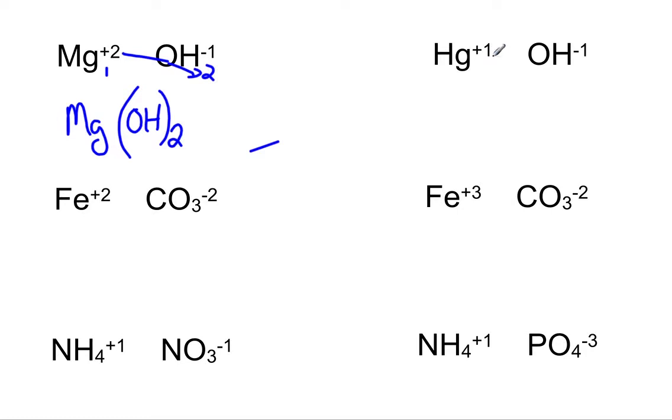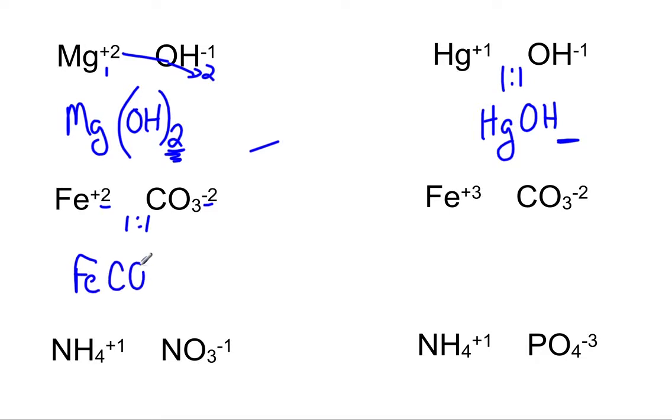Now over here, we got a 1-to-1 ratio. I'm not going to write a number after the hydroxide. I'm just going to write mercury OH. I'm not putting a number here, so I don't have to put this in parentheses. It's only if you're going to write a number after it, then you put it in parentheses. So iron's making a +2, carbonate is making a -2. That's a 1-to-1 ratio. So I just write it as is, FeCO3. I'm not putting a number here, so I don't need parentheses.